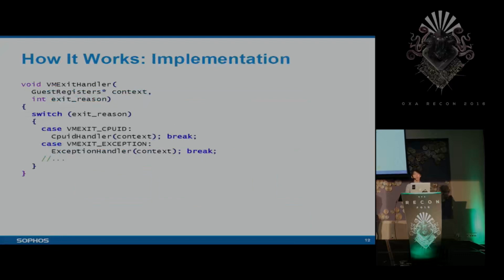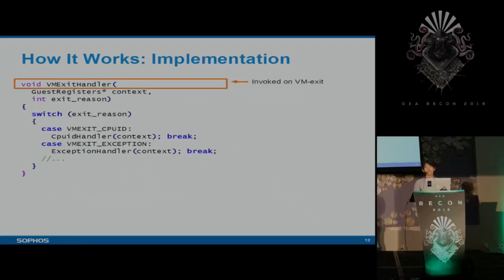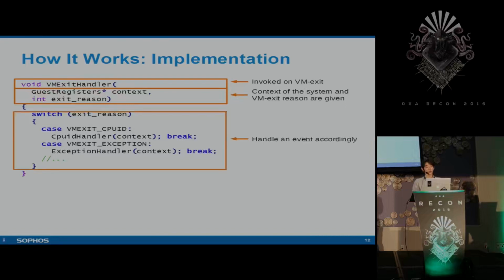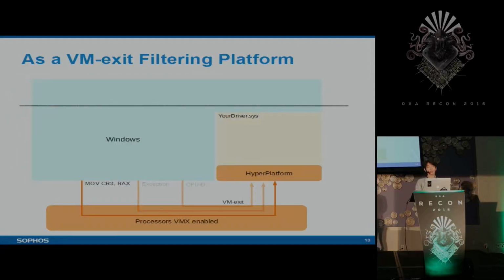To get a rough idea of how event handling works, this is pseudocode for a VM-exit handler. When a VM-exit happens, the processor invokes this handler directly and also gives a context of the system, namely values of registers, and also the reason why the VM-exit happened. According to this reason, the handler executes the real implementation for each event. And you can extend the handler for your own purpose if you want.